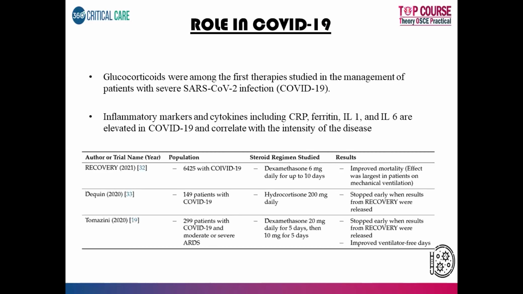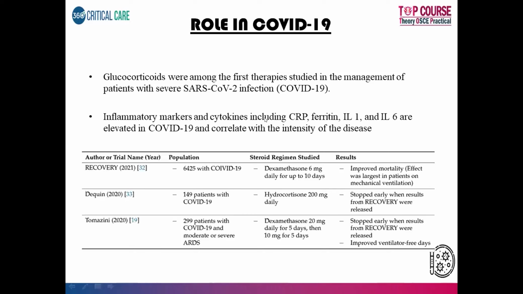Now, what is the role in COVID-19? I think everyone knows about COVID-19. What is the RECOVERY trial? Basically, it became very famous. So we were giving steroids to those patients who are on oxygen requirement. Glucocorticoids were among the first therapies studied in the management of patients with severe SARS infection.